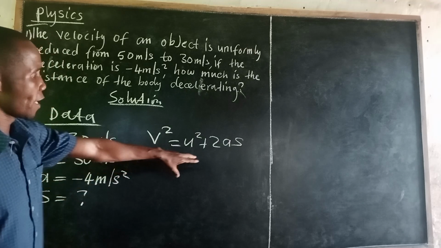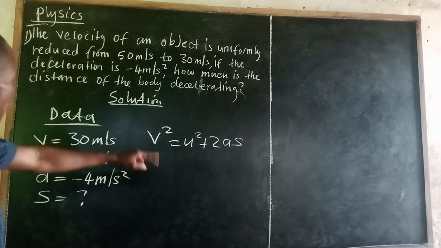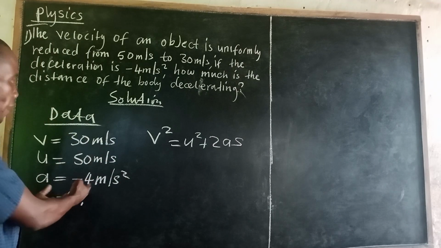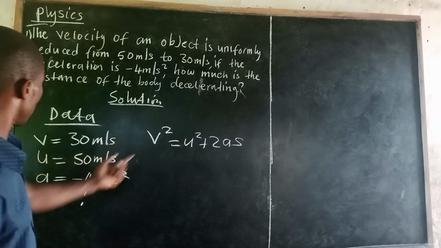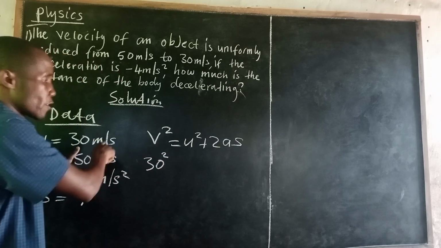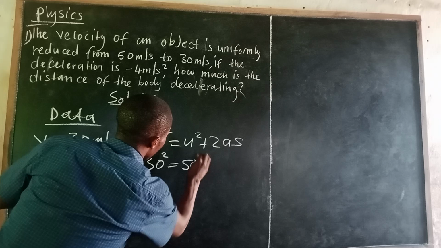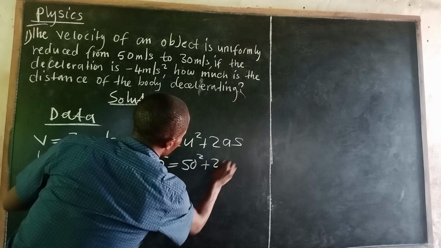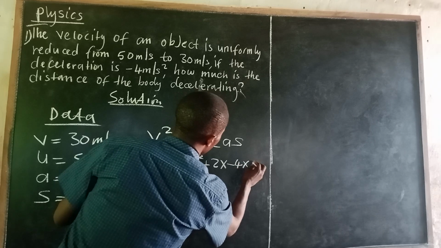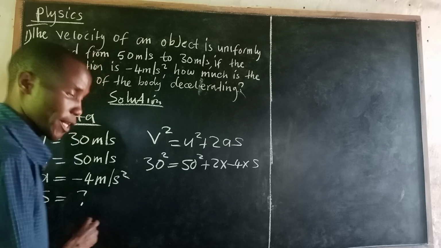Having introduced the formula, we need to substitute. See now the importance of collecting data, because now you just get back to the data. Final velocity is 30, so you say 30 squared. Remember there is a square there. Initial velocity is 50, squared, plus 2 times our acceleration, which is -4, times distance, which is S. Then from there we can evaluate.